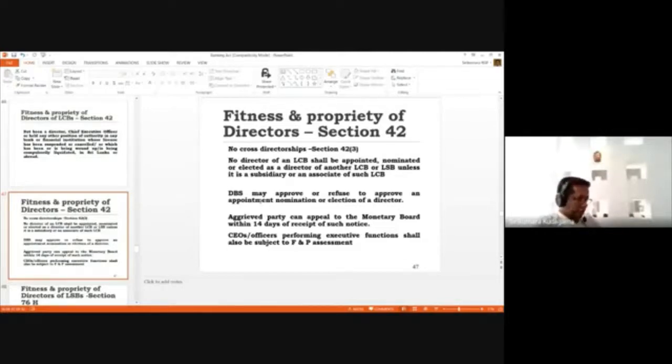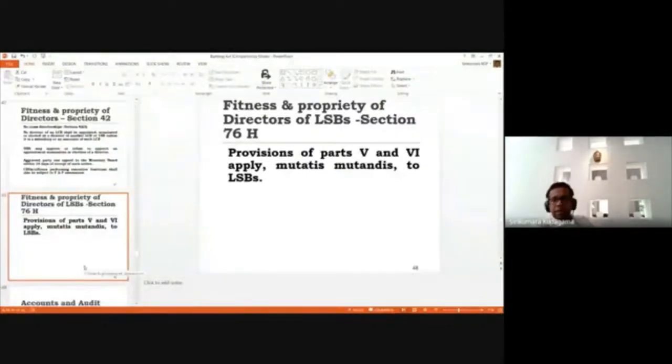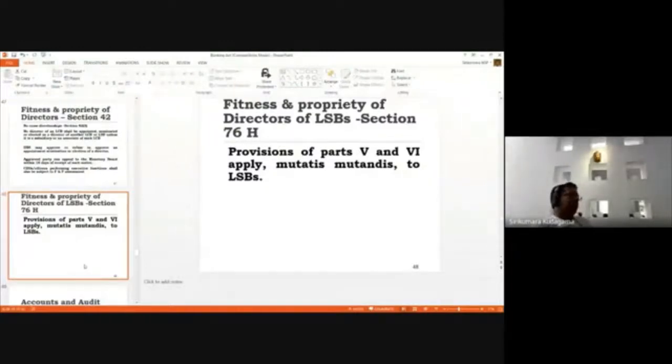The central bank, based on information received in its examinations or otherwise, has declared certain persons not fit and proper, and asked them to step down from their positions. This is about licensed commercial banks throughout. There is a similar provision in part 6, section 76H, which deals with licensed specialized banks. It says parts 5 and 6 of the Banking Act shall also apply to licensed specialized banks, mutatis mutandis. What it means is that wherever there was a requirement in part 5 or part 6 of the Banking Act pertaining to directors of licensed commercial banks, those are applicable to directors of licensed specialized banks as well.